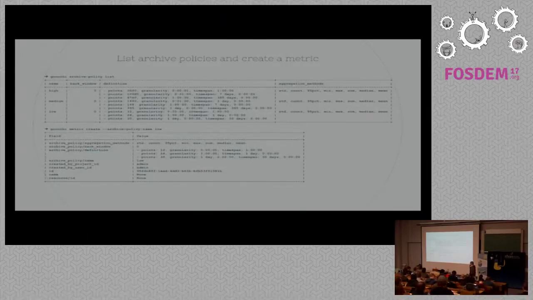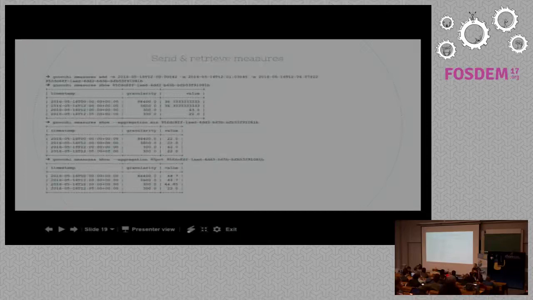The second command is gnocchi metric create --archive-policy-name low. That's just used to create a new metric. Once you do that, you have a new metric with an ID. It's a UUID, which is created for you by Gnocchi, and you can use this UUID to post a bunch of measures. That's what this command does here. It adds measures: here you have the timestamp and the values for the UUID from before.